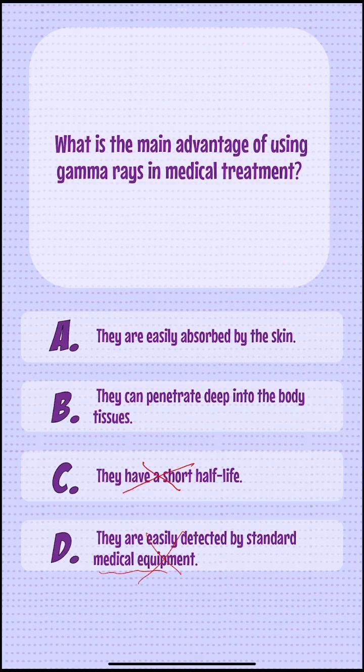They're easily absorbed by skin, or they can penetrate deep in the body tissue. If you want medical treatment, you're using it to kill tumor cells usually. That's what gamma radiation is used for. So you actually want it to go through the body to attack the tumor cells. So the answer is B.